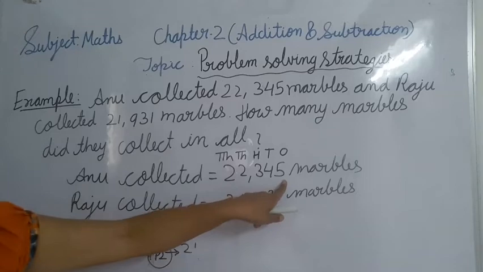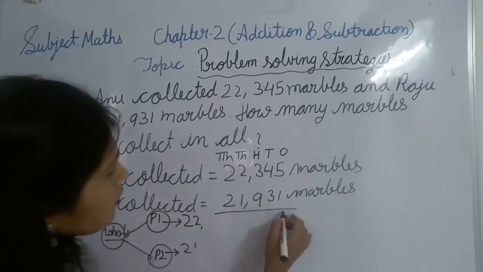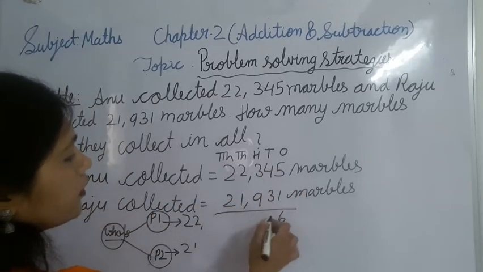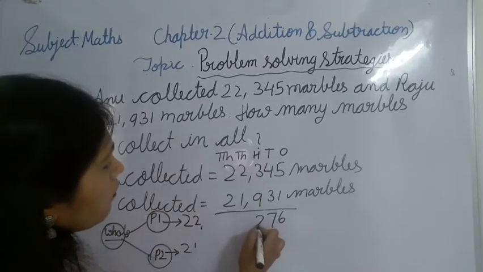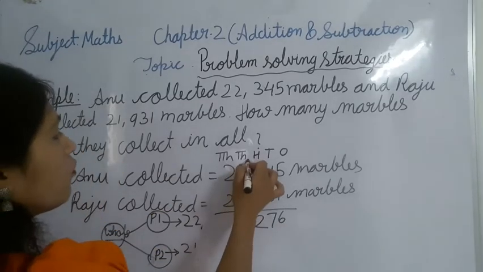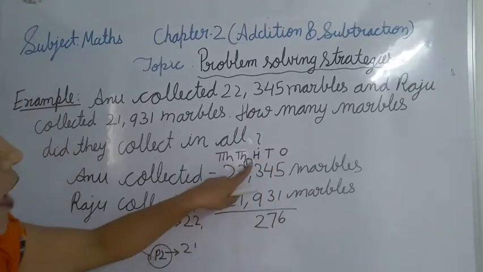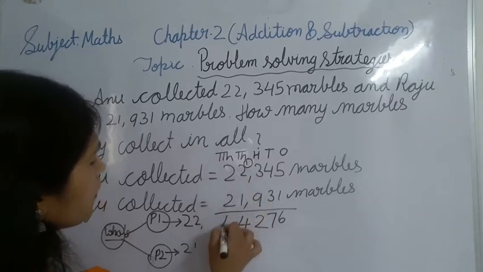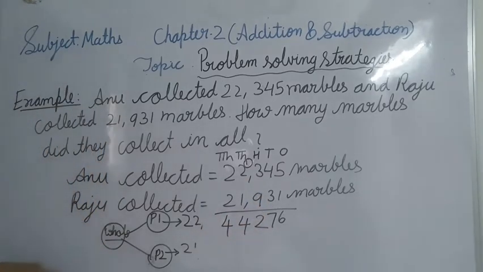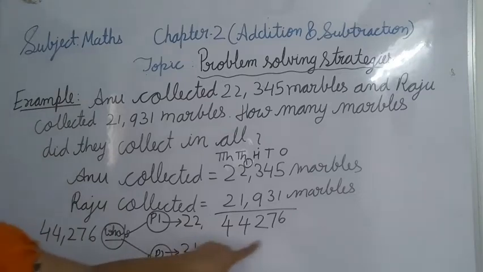Yes. So 5 and 1 makes 6. 4 and 3 makes 7. 9 and 3 makes 12. 12, 1 will go for carry forward. So 2 and 1, 3 and 1 makes 4. And 2 and 2 makes 4. So the whole marbles is 44,276. So in total they have collected this many marbles.